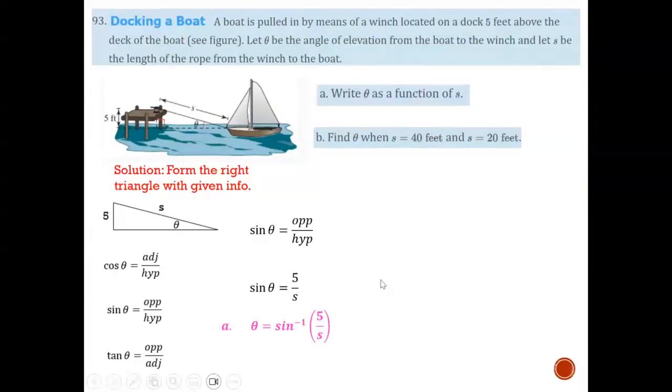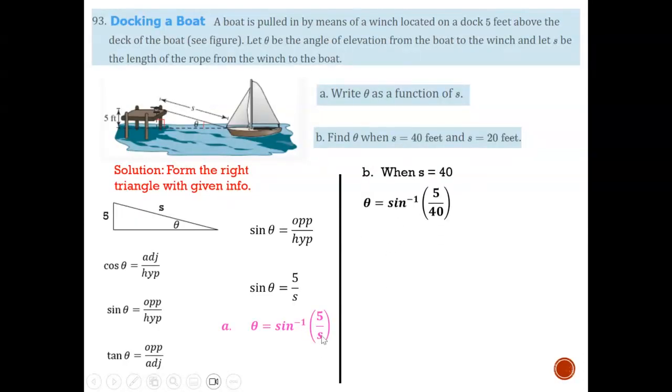Now let's do part B. When S is 40, all we do is get the formula and plug in 40 for the S in part A. I believe they want the answer in radians, but I also put the degrees. The answer in the book, I believe, was in radians. But this is the answer in degrees, and that's in radians, which is 7.18 degrees or 0.13 radian.